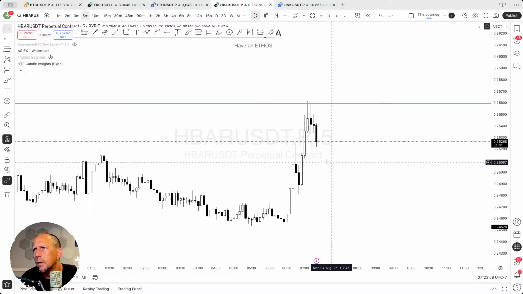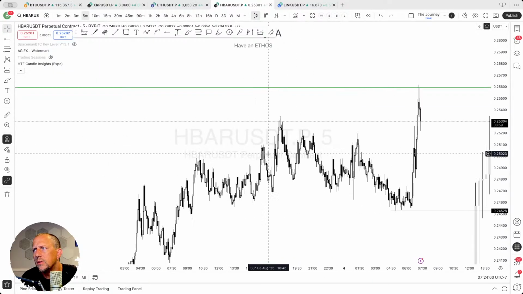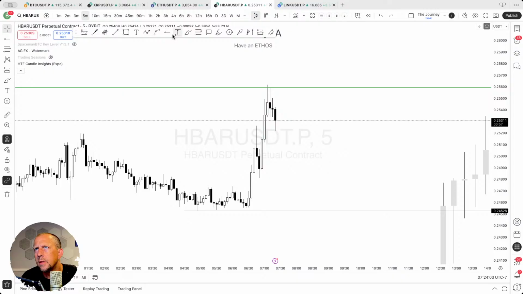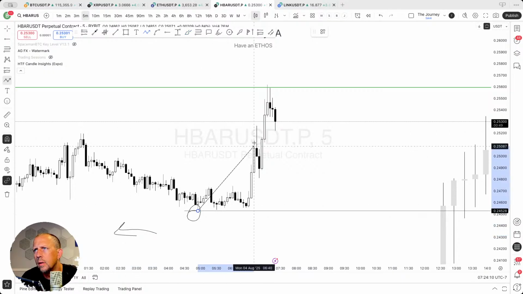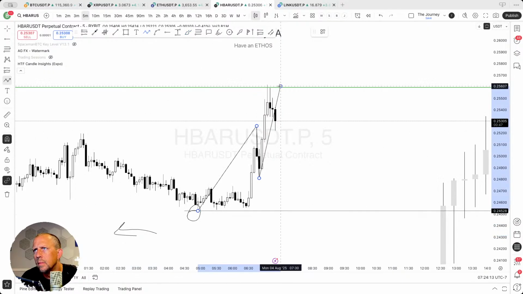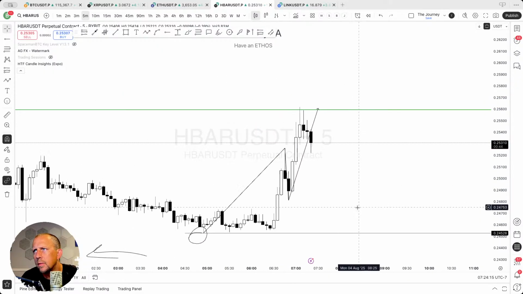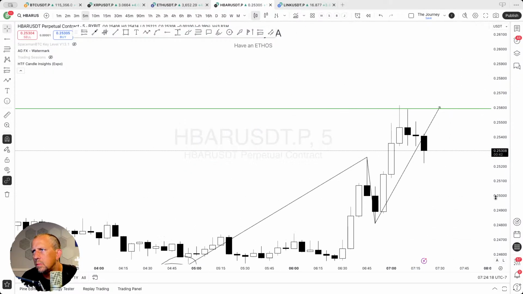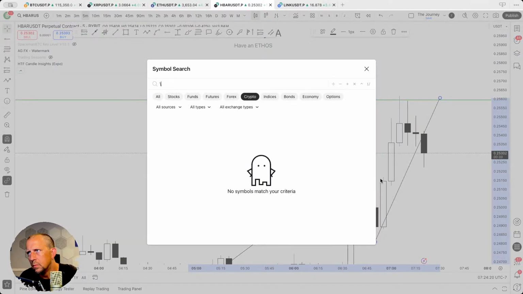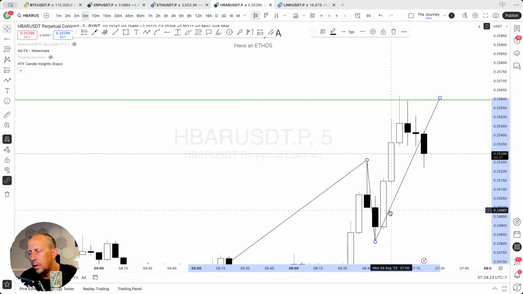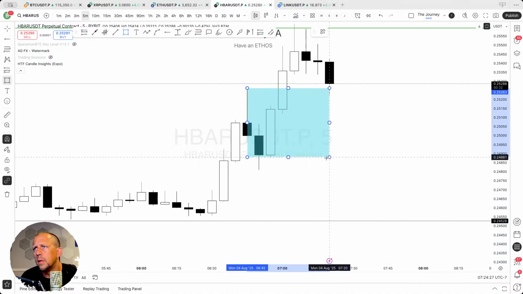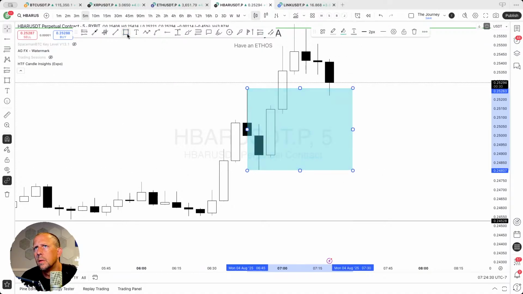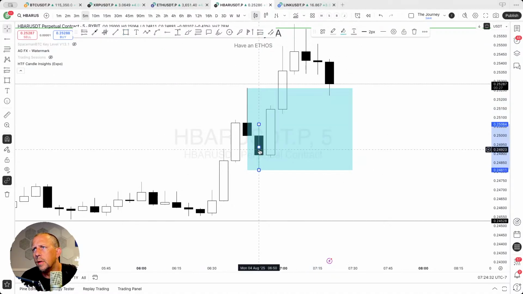And then the same as this low is important to that prior leg of price, this low right here is important to this leg of price. In other words, I would say it's currently in a long zone. As you get demand here, you have further demand down here.